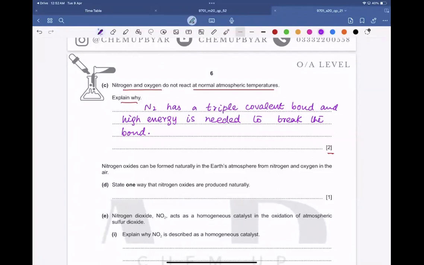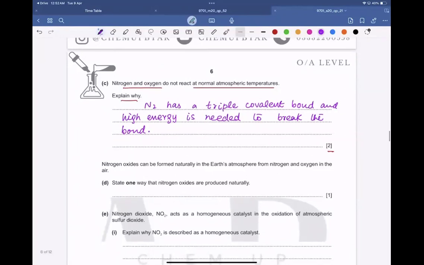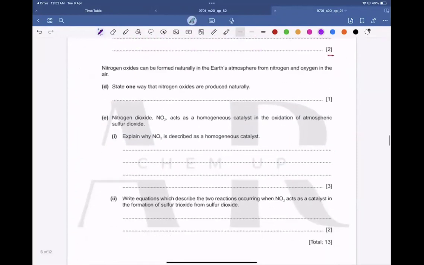Okay, Ishil? Now, nitrogen oxides can be formed naturally in Earth's atmosphere from nitrogen and oxygen in the air. State one way that nitrogen oxides are produced naturally. So, if you recall, yeah, very good, Ishal. Lightning, very good, Hassan. Lightning. So lightning is the cause due to which these oxides are produced naturally.